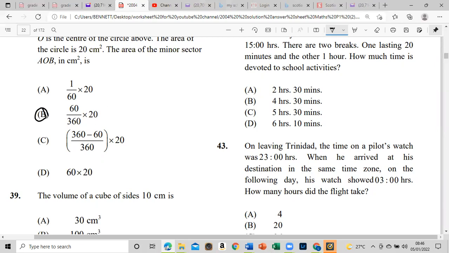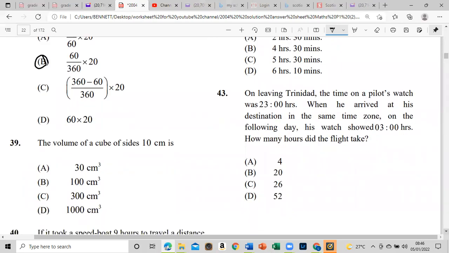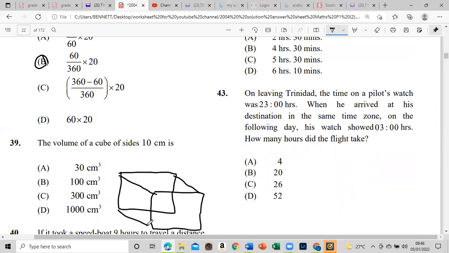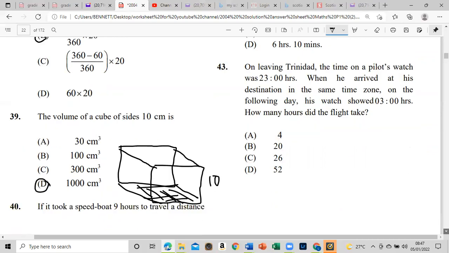The volume of a cube of side 10 centimeters. Volume means area of base times the height. So everything must be right. From here, the base is 100, and then we times it by 10, so it's 1,000. I just kind of want to give you guys a feel of it, right? It's 1,000, 10 times 10 times 10.